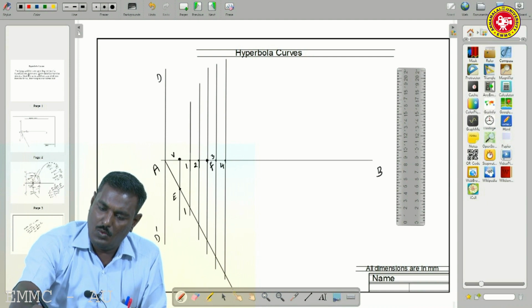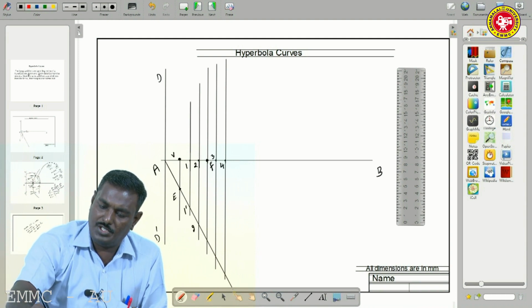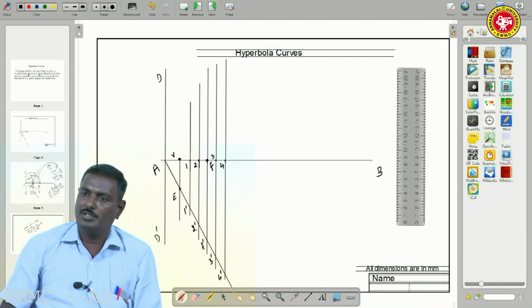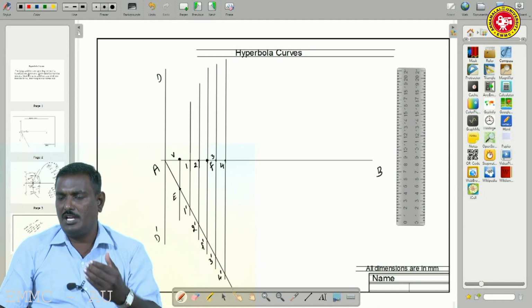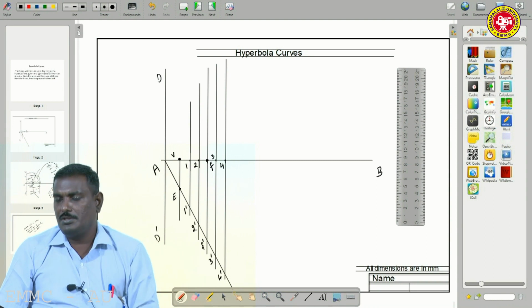This is 1 dash: AE extended, the vertical line passing through 1 is 1 dash. The vertical line passing through 2 is 2 dash. The vertical line passing through F is F dash. The vertical line passing through 3 is 3 dash. The vertical line passing through 4 is 4 dash. So we have to mark 1 dash, 2 dash, 3 dash, 4 dash and also F dash.